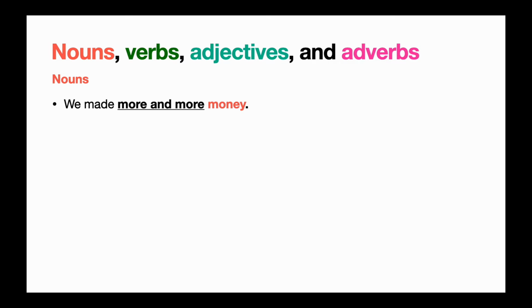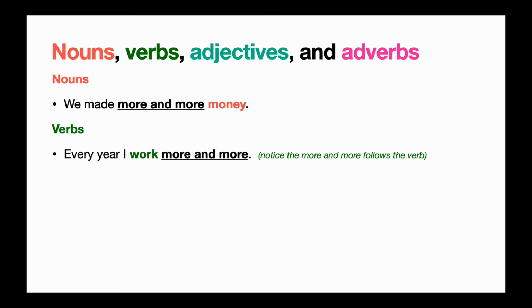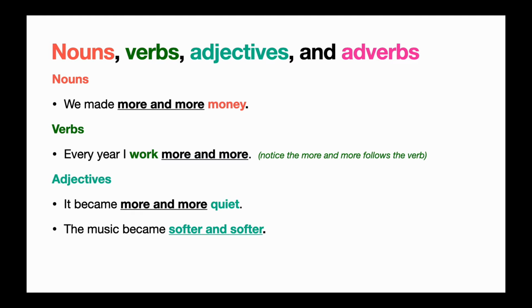With nouns, we'll put the comparative before the noun, just like we made more and more money. With verbs, we'll put the comparative after the verb. Every year I work more and more. With adjectives, we'll just repeat the more and more before a 2-syllable adjective. It became more and more quiet. Or add ER and repeat the full word. The music became softer and softer. And with adverbs, we add more and more in front of the adverb.